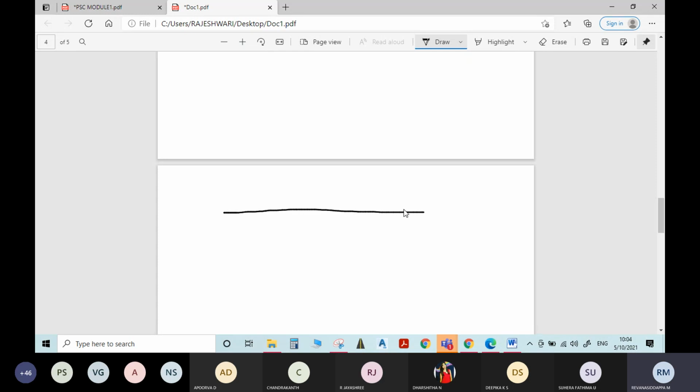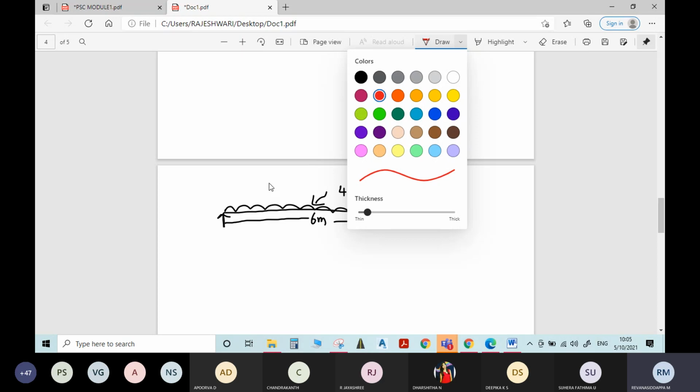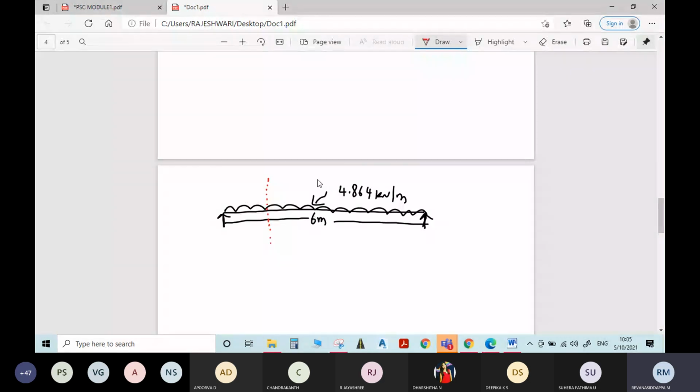A beam acted upon by a total UDL of 4.864 kilonewton per meter. What is the total length of the beam given? 6 meter. Now we have to look at the thrust line at quarter span and at center span. Quarter span means, of total 6 meter, it becomes 1.5 meter, and mid span is 3 meter. First, you find the reactions at the supports.